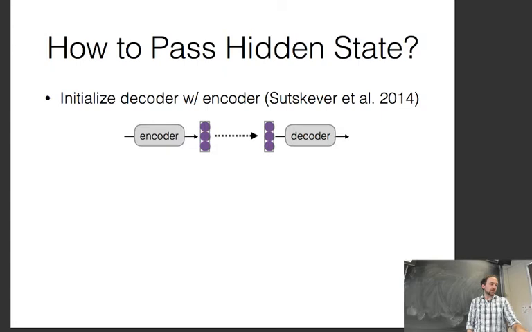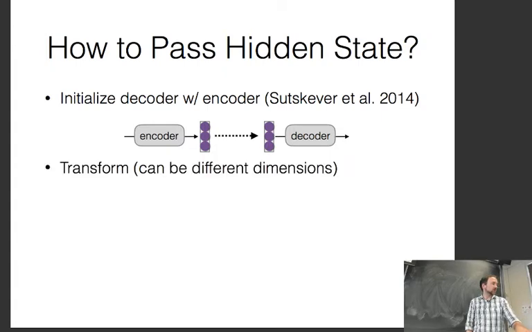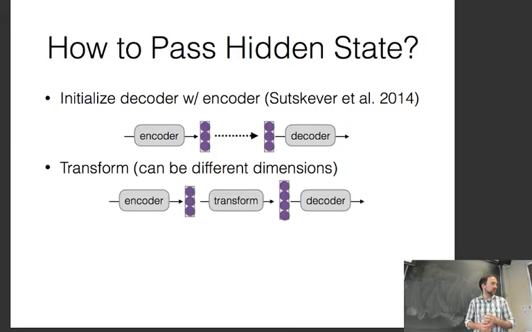There's also other ways to do this. So another way to do this is we can add a transform between. So, for example, let's say our encoder and our decoder are of different dimensionality. We can run this through a multi-layer perceptron or something like that, and calculate the hidden state and put it into the decoder.